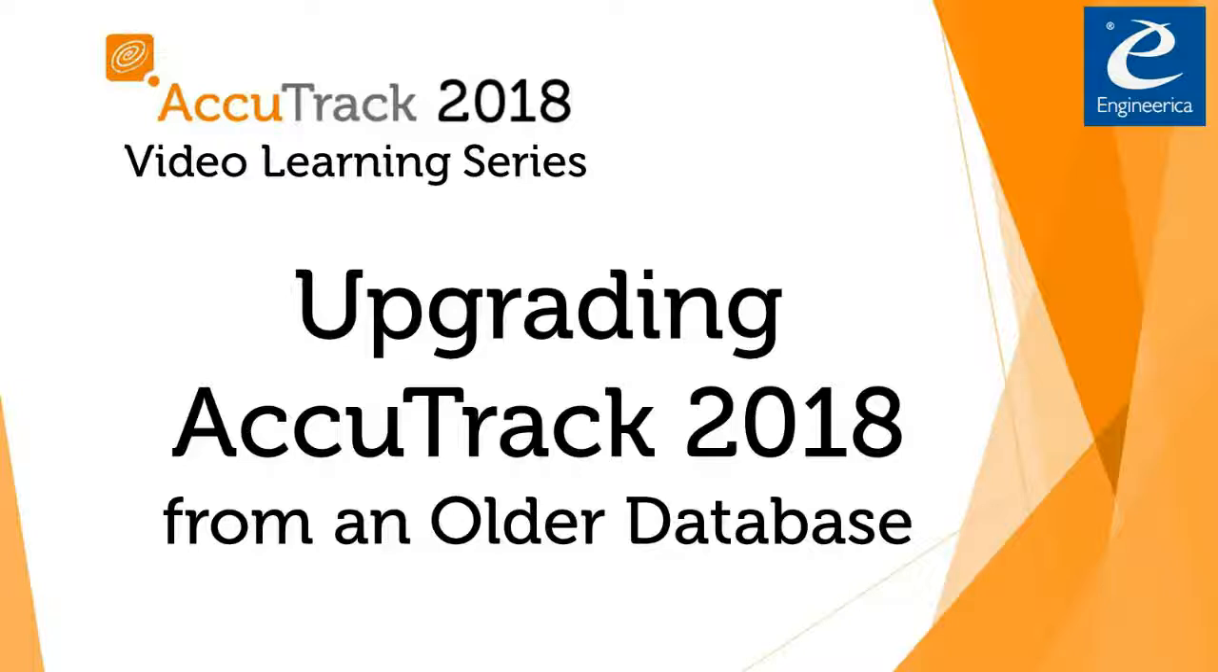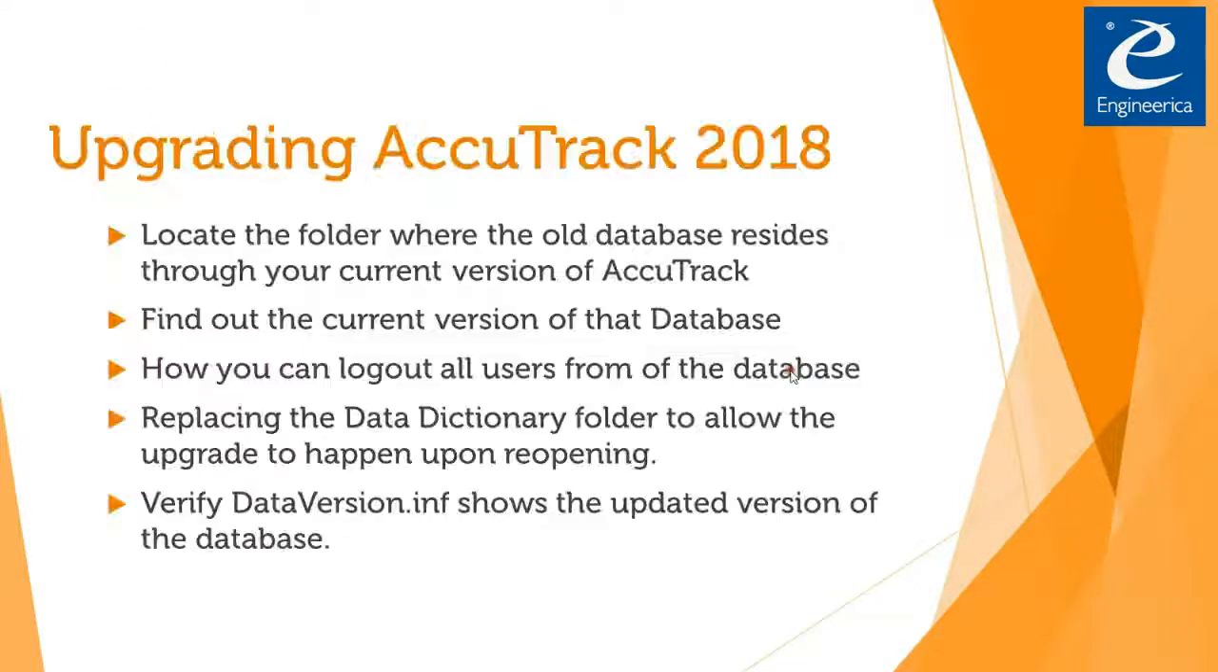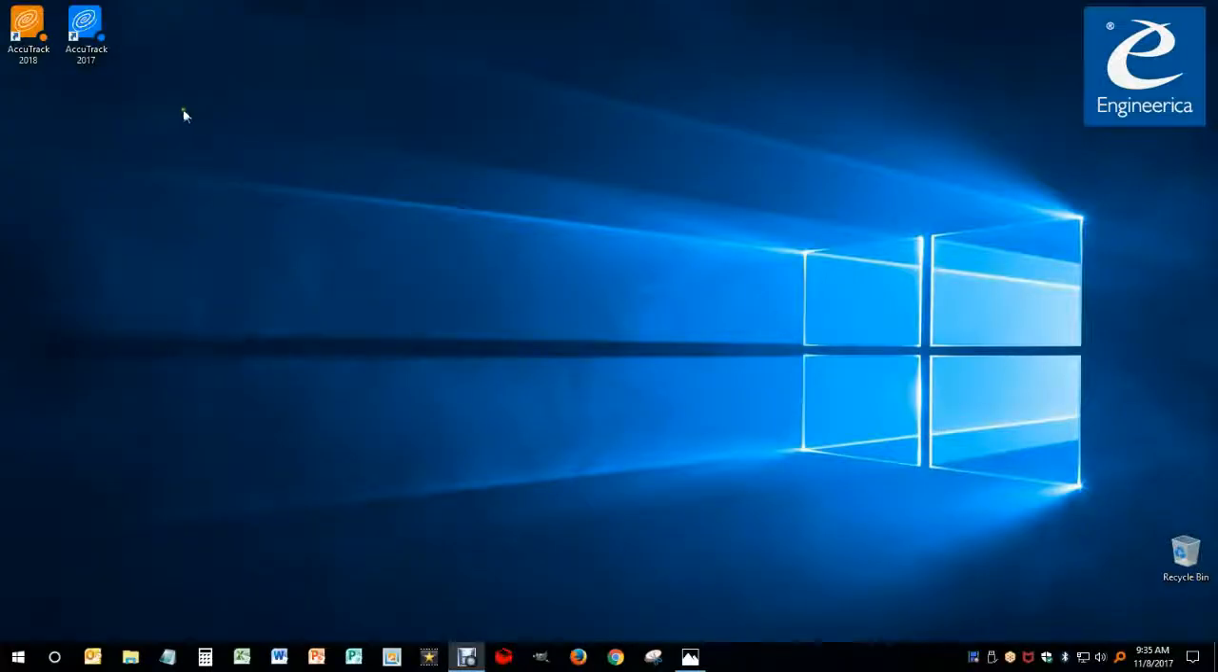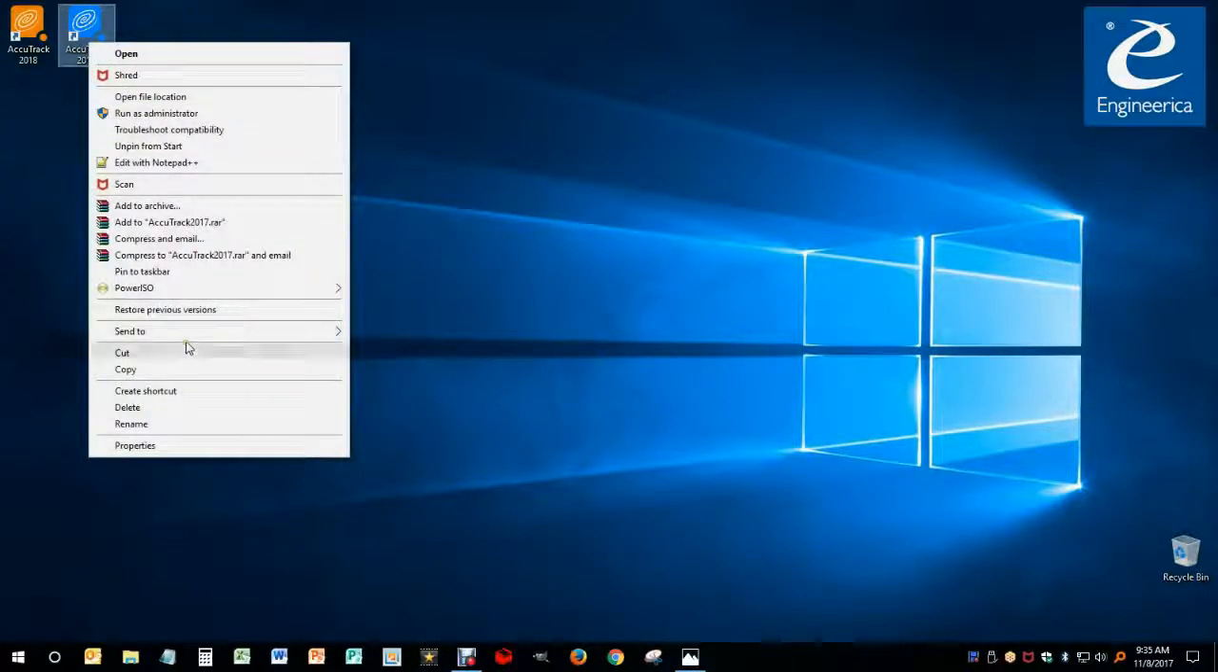Today we'll be going over upgrading AccuTrack 2018 from an older database. And the steps involved there: we're going to be locating the folder where the old database resides to see what current version of AccuTrack you're running. Once we find out that version, we're going to make sure everybody's logged out of the database currently, so that we can upgrade that to the latest version. And then just the mechanics of going through that and replacing the data dictionary, and then verifying afterwards that everything's upgraded fine.